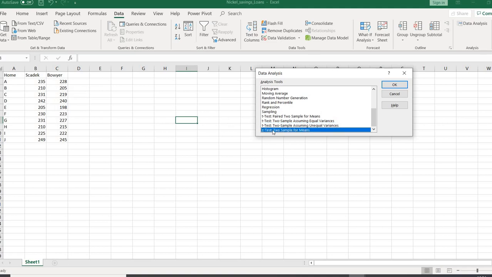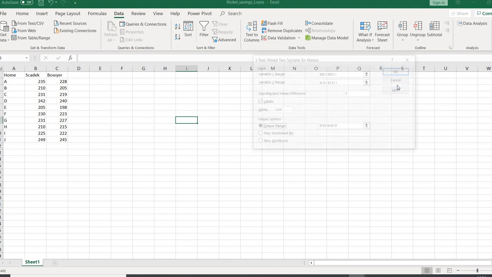We are also not in the case of the Z test, and we have explained when you can use a Z test for two samples. So now we are in this case here, t-test: paired two sample for means. This is the test we will use in this case because our samples are dependent. So you click there, you say okay.